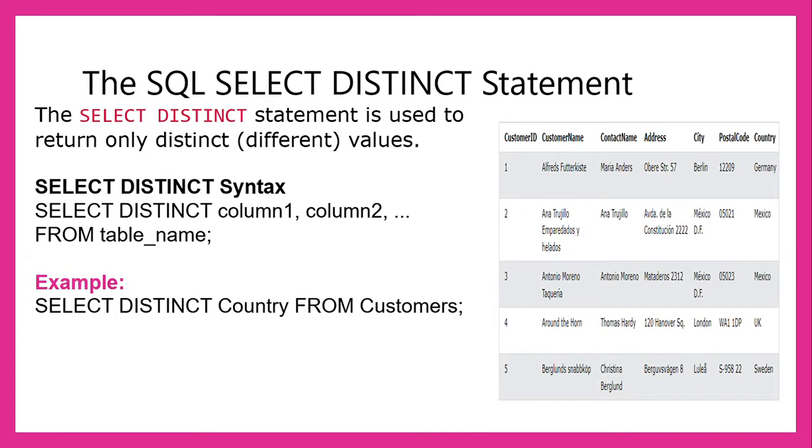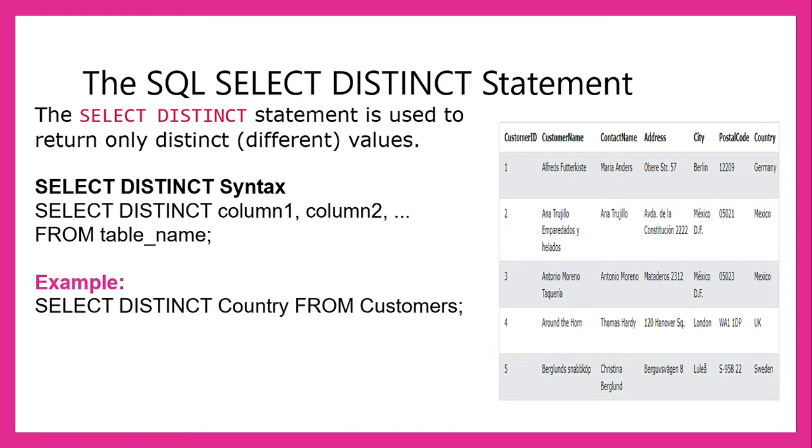So the next is the SQL select distinct statement. This command is used to show the distinct values or the different values of a column or attribute, we can say. So the syntax is select distinct column 1, column 2 from table name. And we can see an example, select distinct country from customer. So it will display only those country names which are unique. It will not display the duplicate values. It will only display the unique values of the countries.